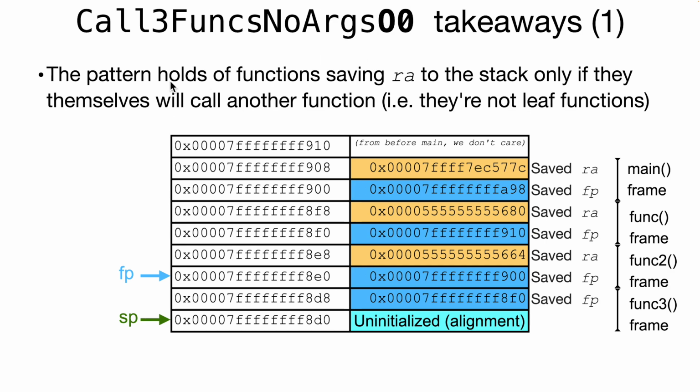So our takeaways from this is that the pattern holds. The return address is not saved to the stack by leaf functions, but it is for interior functions.